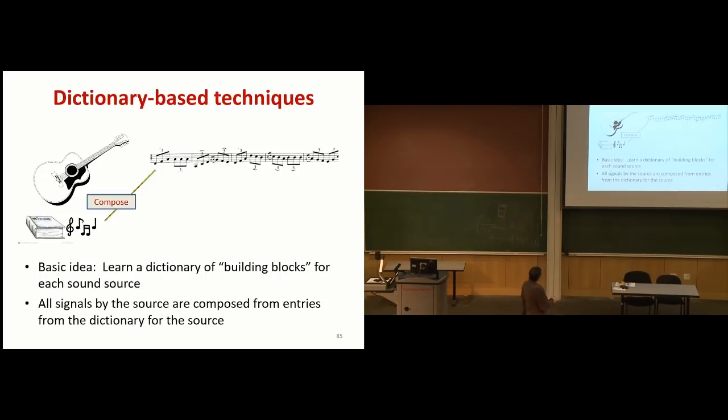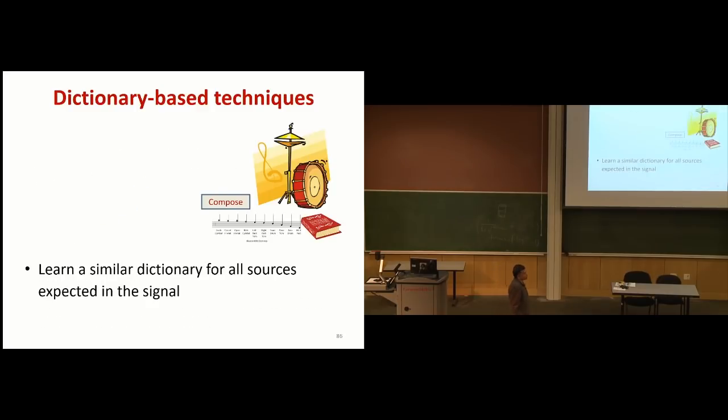I'm going to try to learn a dictionary of building blocks, something that can only generate guitar sounds. I'm going to assume that I have this machine, this decoder, and anytime it produces anything, it's only going to produce guitar sounds. Pretty much anything that it composes is going to be a guitar. I do the same thing for the drums. I'm going to learn a dictionary that can only generate drums.